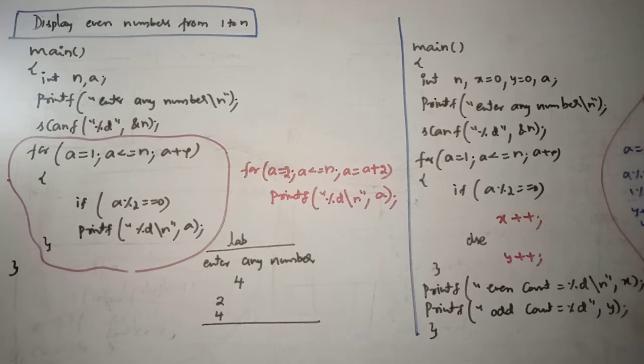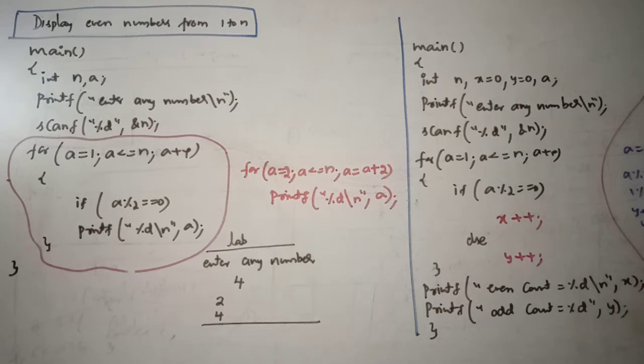Can you replace that for loop and if condition with a simple notation? Check it out. For a is equal to 2, a less than or equal to n and a is equal to a plus 2. printf of a. Can we use this? Check it out once. The simplest way of printing even numbers from 1 to n.